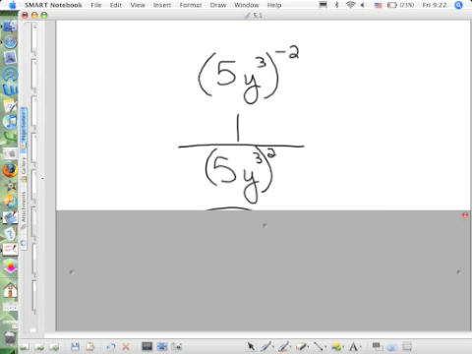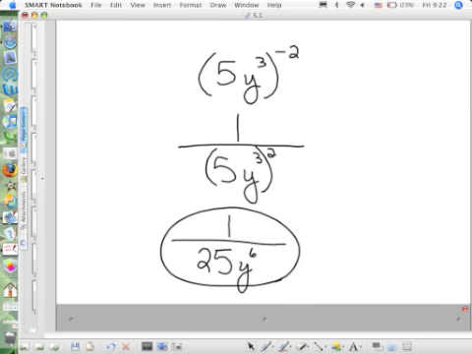Now, we know that our answer is going to be a fraction. 1 over something. Well, we go back to what we just did. We've got 5 being squared, which means it's 5 times 5, and y cubed being squared, which what do we do with the exponents? Multiply them. So the answer to that problem is 1 over 25y to the 6th power.